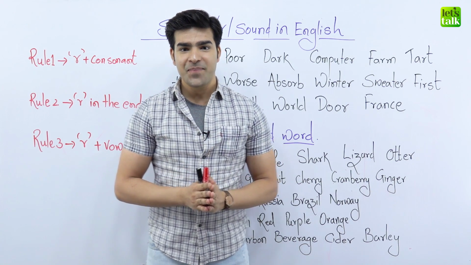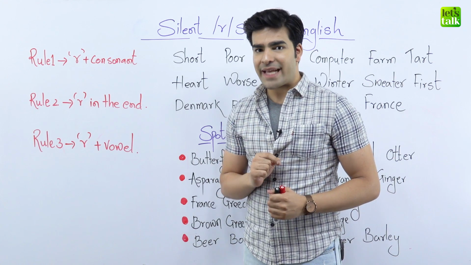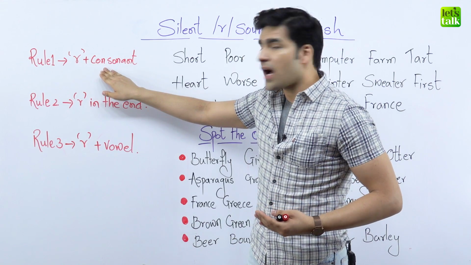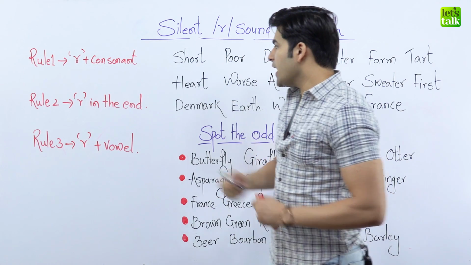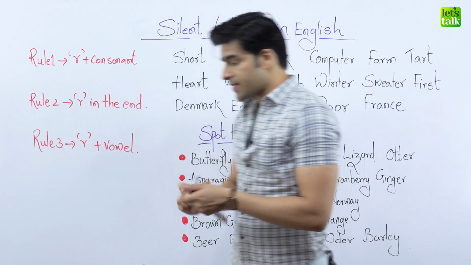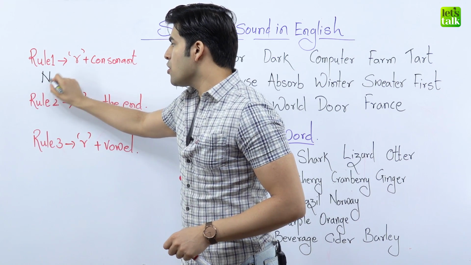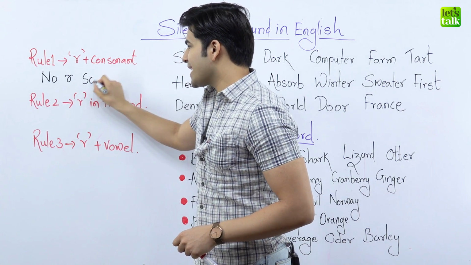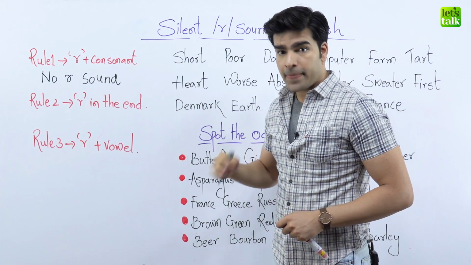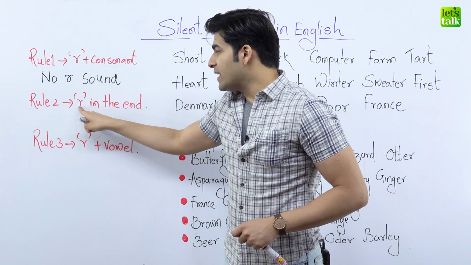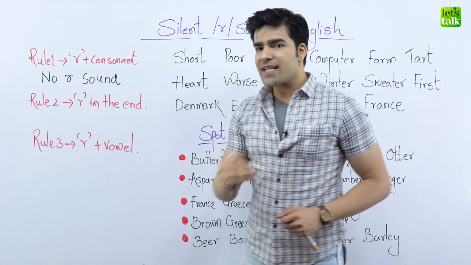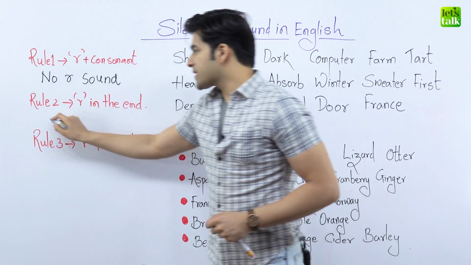Let's get started. The first rule that we have in standard English is when letter R is followed by a consonant. For example, in the word short, we do not pronounce the R sound. So we can say no R sound. Example is short. Next rule is when the letter R is at the end of a word, even that is when we do not pronounce the R sound.